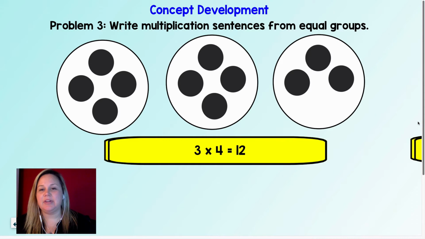So for problem 3, for this next part, it's talking again about writing a multiplication sentence from equal groups. So what I would like for you to do is examine what I have written as my multiplication sentence for this problem. So I have my picture, as you guys can see, and my multiplication sentence that I think matches this problem is 3 times 4 equals 12.